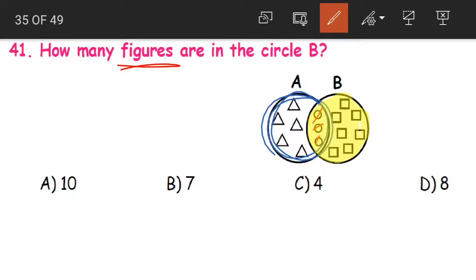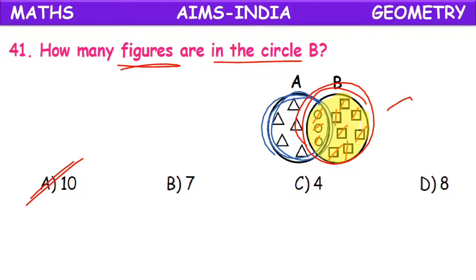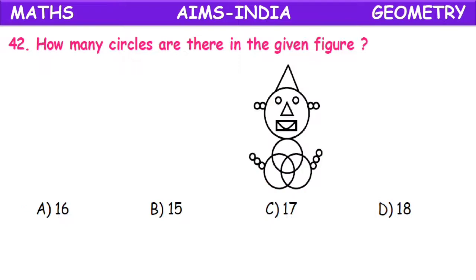1, 2, 3, 4, 5, 6, 7, 8, 9, 10. What are the total number of figures in the circle B, inside the circle B? So we should not count this outer circle. Only the figures that are inside. We have 10 figures in the circle B. So option A, 10 becomes our correct answer.